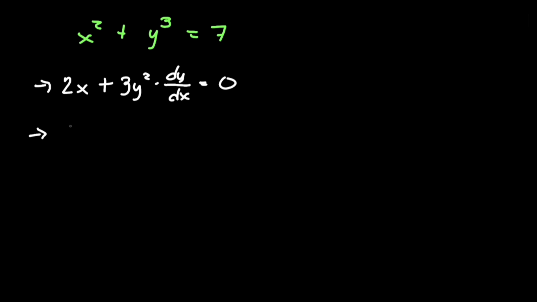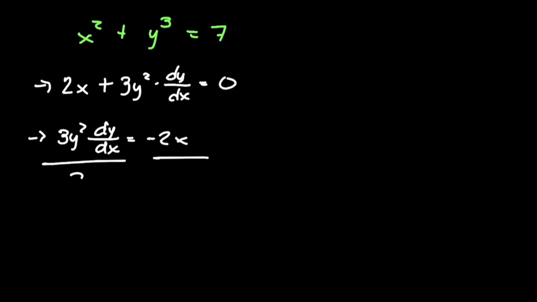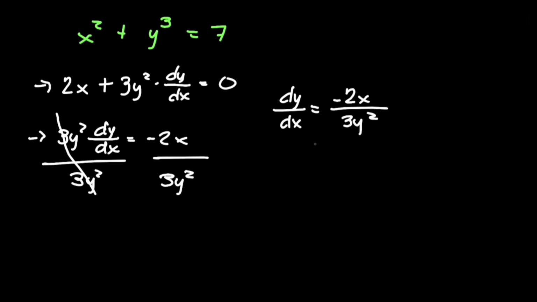Isolate dy over dx, so you will get 3y squared dy over dx equals negative 2x. Divide both sides by 3y squared. These two will cancel each other out, so dy over dx here would be negative 2x over 3y squared.